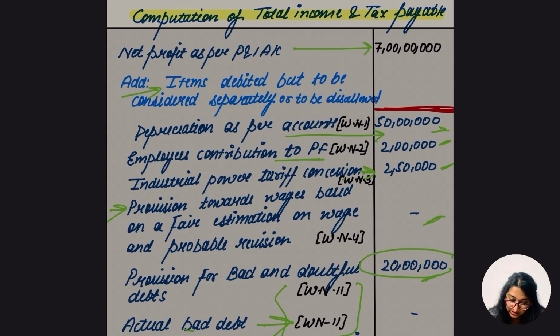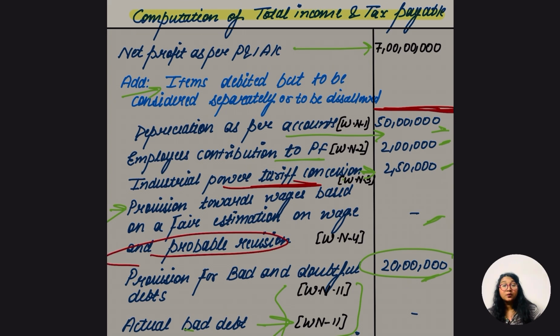Industrial power tariff concession is to be taken. Okay, so yes, 2,50,000 we have taken. And what about this wage and probable revision? If any present obligation arises due to the past, even in that case that is going to be, there was one point or another, but in this case we have taken this option. So yes, we are not going for any adjustment.